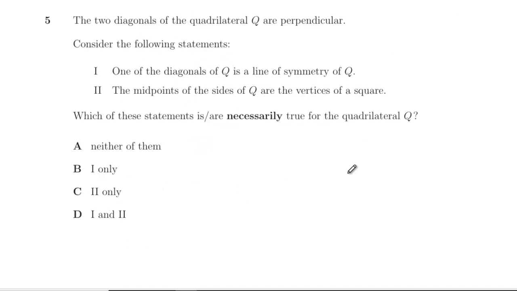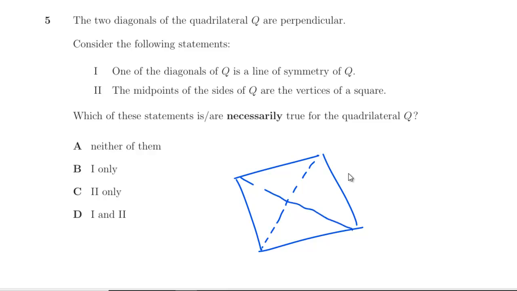Question 5. 2 diagonals of quadrilateral Q are perpendicular. Consider the following statements. Which of these statements are necessarily true? One of the diagonals is a line of symmetry, and the midpoints of the sides of Q are vertices of a square. So we've got some quadrilateral. A usual mistake when drawing these pictures is making them look too much like a square, but still, these are perpendicular to each other. So if they're perpendicular, then what do we have?